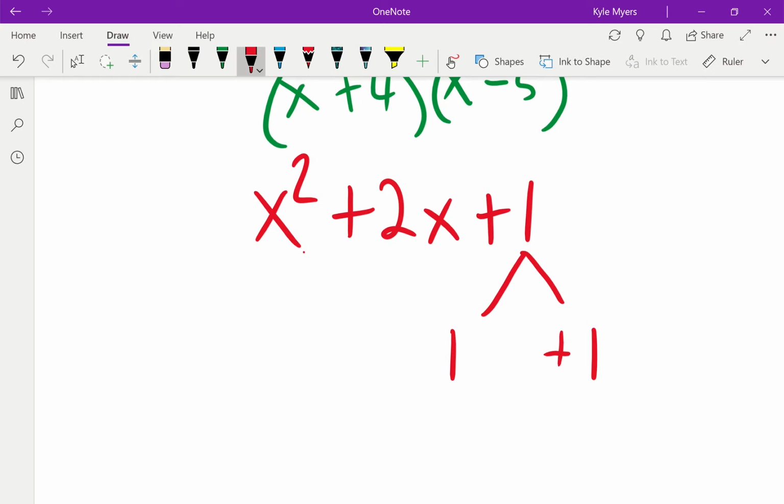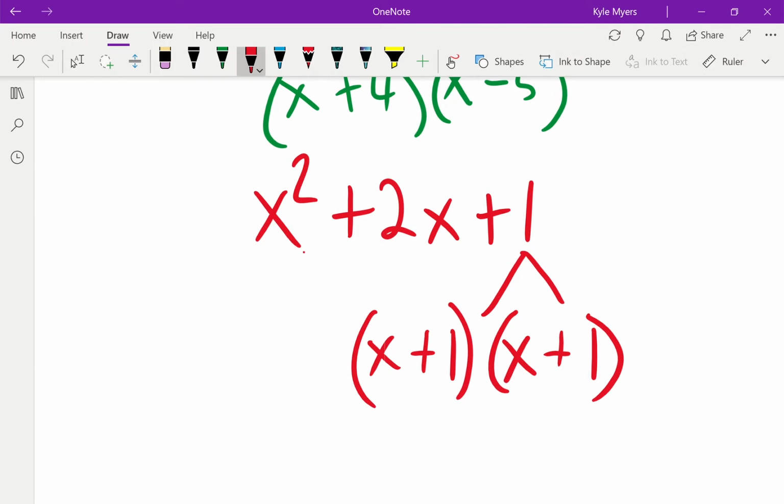And I want pluses. I could have made those both negative if I wanted to, because if I had 2 negatives, they would multiply to give me a positive. But I want a positive 2 when I add, so I need to add positive 1 and positive 1. Just throw some x's in front, and I'm done.